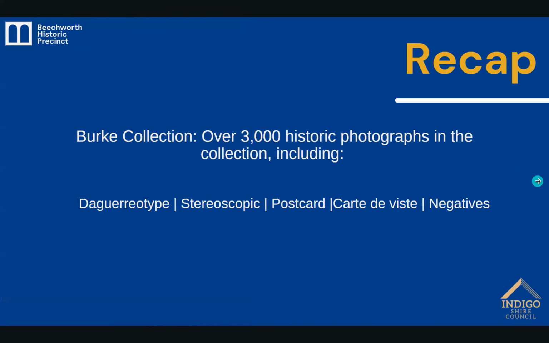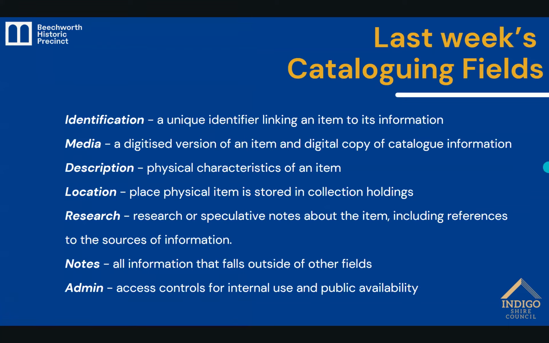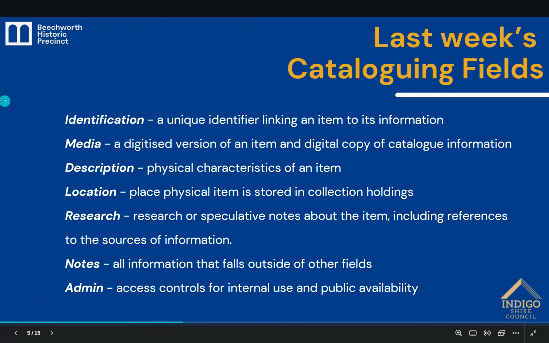So the recap. The Burke Museum collection has over 3,000 historic photographs. They include daguerreotypes, stereoscopic photographs, postcards, carte de visite, I always say that slightly wrong, so I do apologise, and photographic negatives. I'll also run through some of those fields that we went through last week.